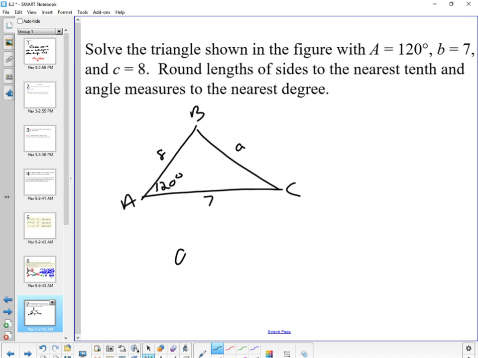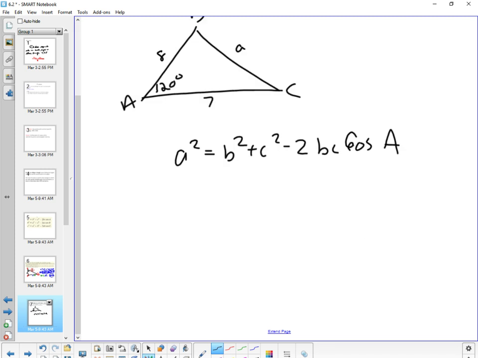Correct. So the formula reads a squared is equal to b squared plus c squared take away 2bc cosine of angle A. Thank you. I don't know why I'm doing sine. It's a lot of cosines. So, little a squared is equal to 49 plus 64 minus 2 times 7 times 8 cosine of 120 degrees.